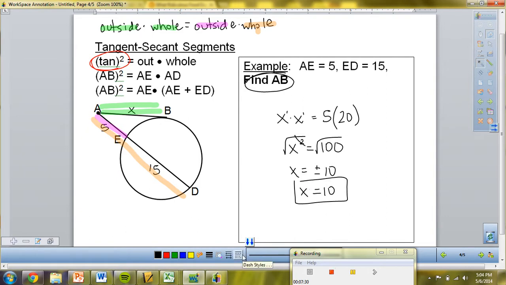So the algebra will be slightly different depending on what information we're given about all of our figures. But again, it's pretty basic algebra. It really is just setting up your equation correctly and solving.